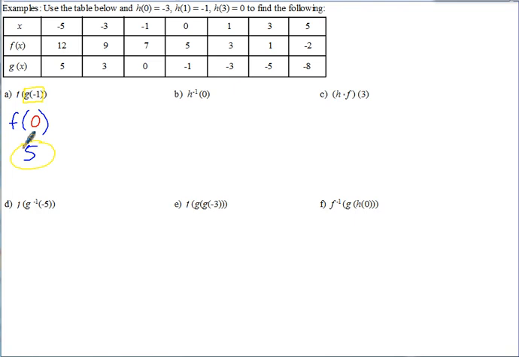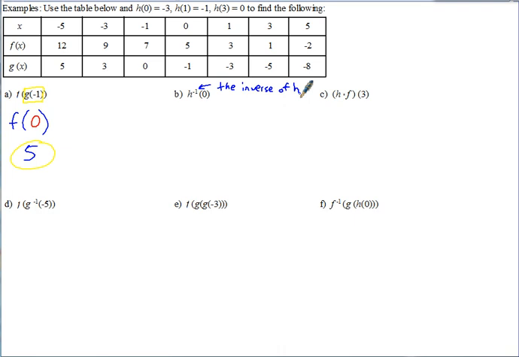Now we'll take a look at this a little more later here. But this h with a negative 1 out there, that's not an exponent. It actually means the inverse of h. Okay? Inverse function of h. So what an inverse function does, remember, is it reverses what the original function does.